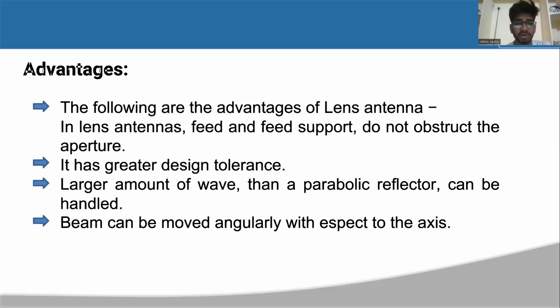And now the advantages of lens antennas. The following are the advantages of lens antennas. In lens antennas, the feed and feed support do not obstruct the aperture. It has greater design tolerance. A larger amount of wave than a parabolic reflector can be handled. The beam can be moved angularly with respect to the axis.